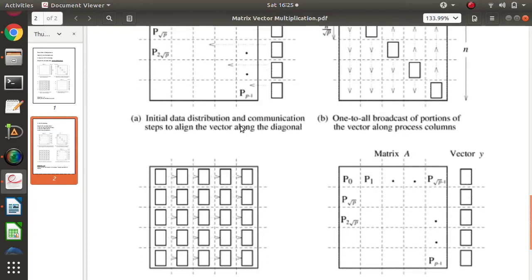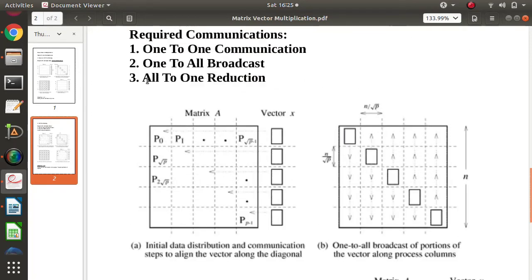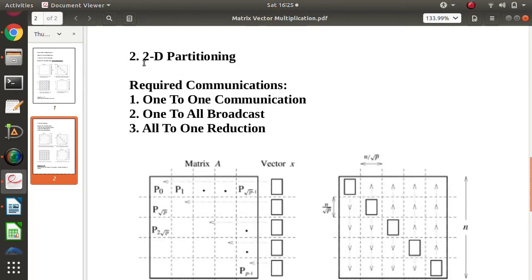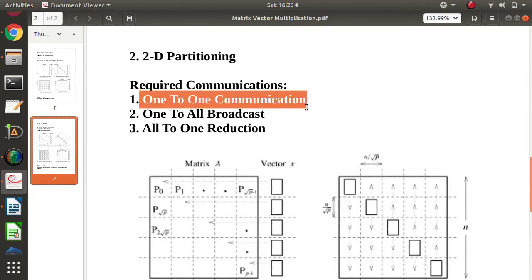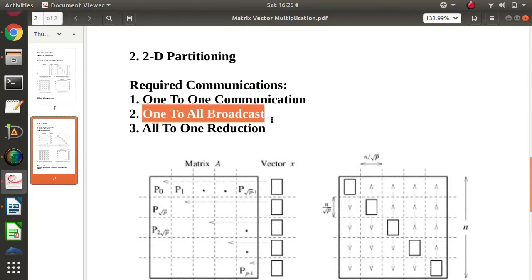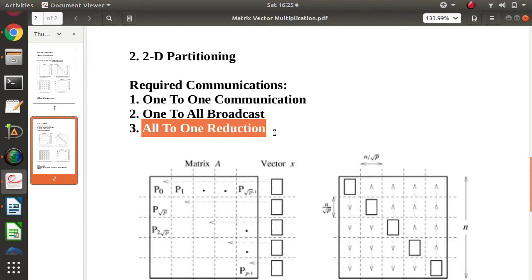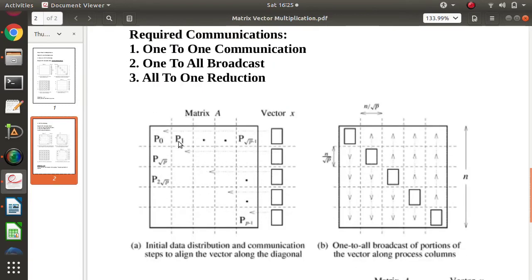All these values are transferred to one process. That is the third step, all-to-one reduction. So in 2D partitioning, we require these three steps: one-to-one communication, one-to-all broadcast, and all-to-one reduction. Okay. So in this case, how many processes have we considered?